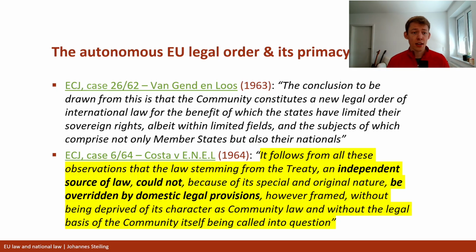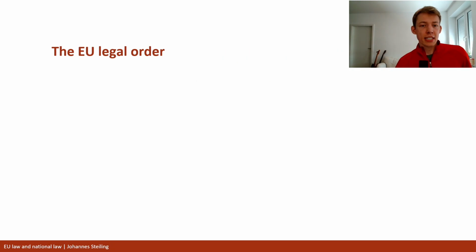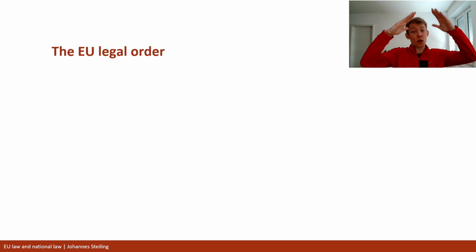So next, we'll look at this autonomous legal order, because so far we only know that there is an EU legal order and that it takes primacy over the national law. So the EU legal order is basically made up like any national legal order. You can think of it like a pyramid, which I will show in a second. And there's obviously a hierarchy.